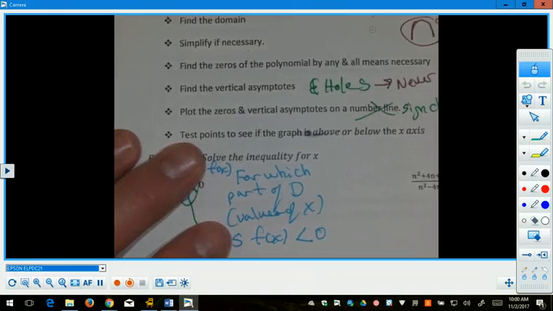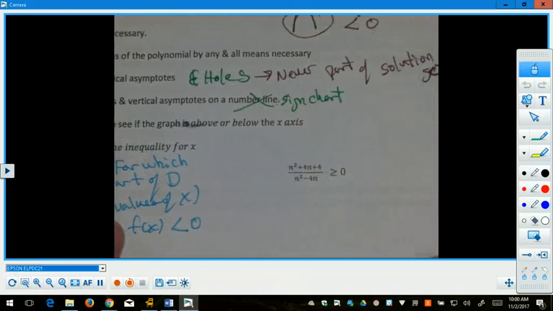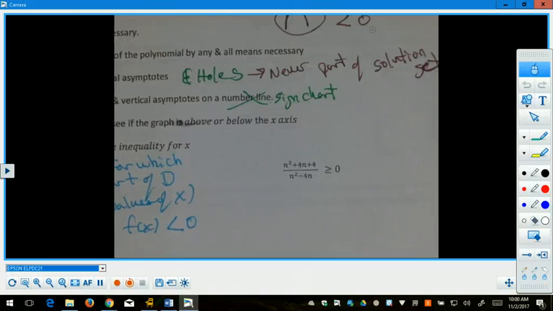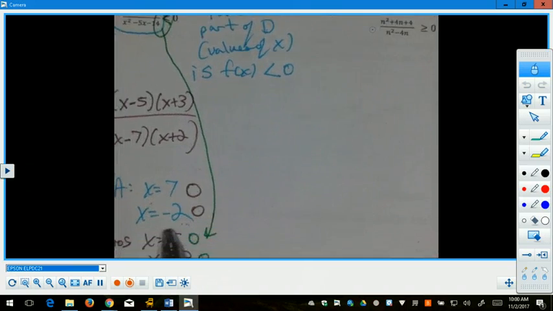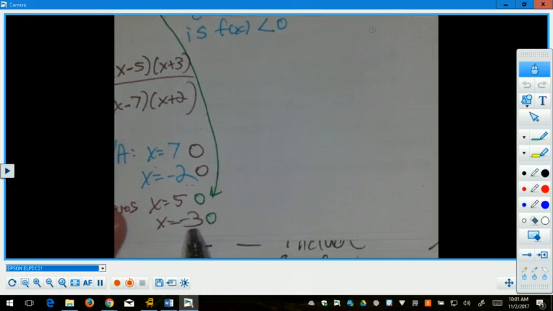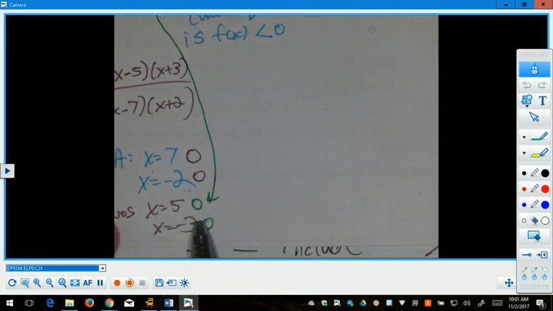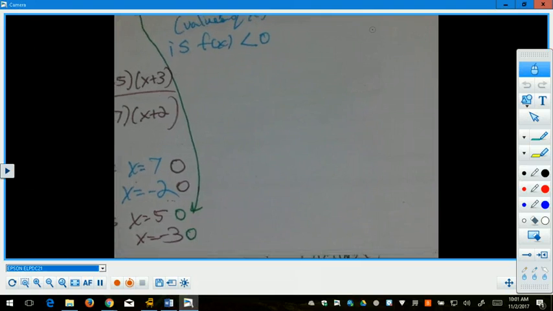Whether you're giving sets or intervals, you're going to need to find them and put them on your sign chart, but when you give your final answer for the intervals of x that make that inequality true, you want to make sure that you have parentheses around them, not brackets, because they don't even exist. Whereas for the zeros, if it's less than or equal or greater than or equal, then I might fill those in with solid dots and include them in my solution set.